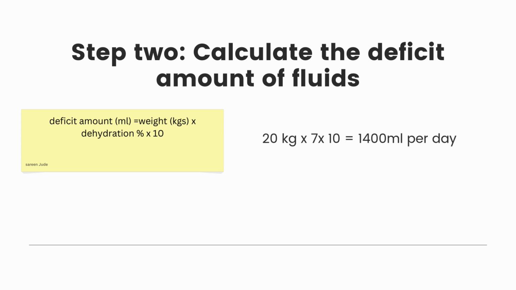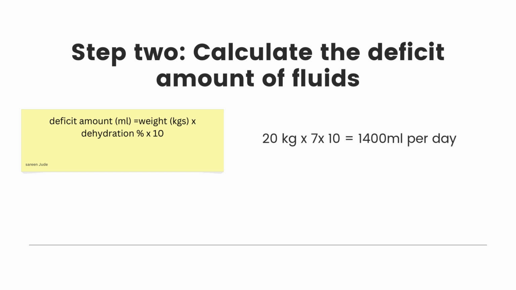So we've got the physiological need. Now we're going to calculate the deficit. If they said 7% dehydration, the deficit amount is weight in kilograms times dehydration percentage times 10. So it's 20 times 7 times 10, which is 1,400 milliliters.